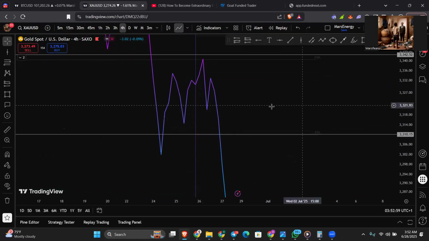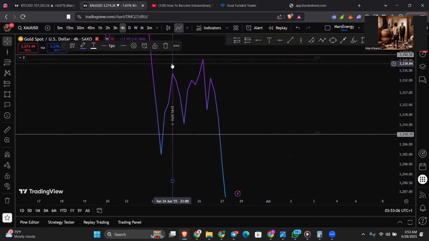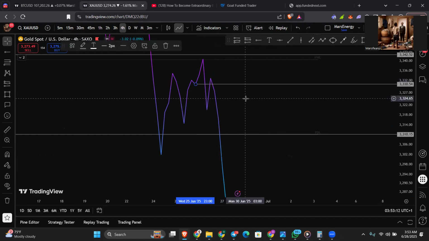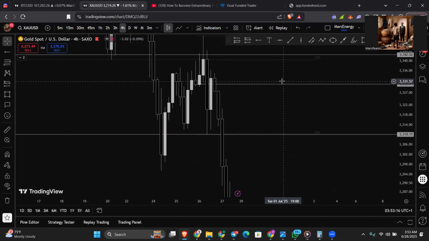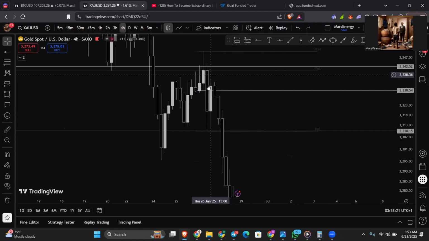Okay, let me zoom in. Let me just remove this. By now you already know where Thursday is. So let me remove this. This is where the breakout happened, right? This is where the breakout happened. That now gives us the intel that it's time to continue selling. And also, if you look at the impulsive nature of the candle that caused the breakout, it already gives you the intel that price is bearish.